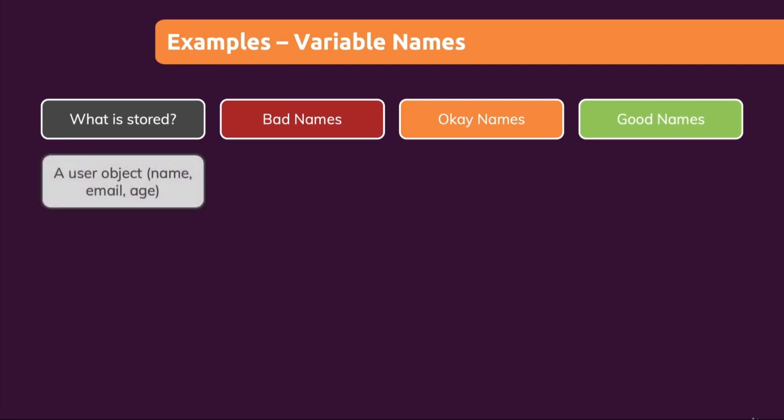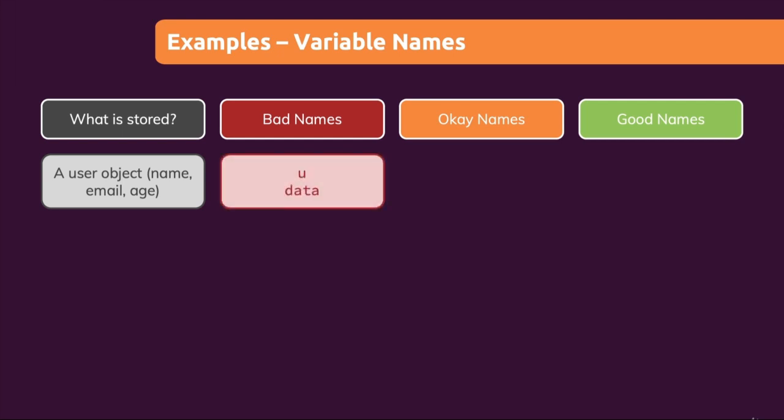Let's say we have a variable in which we store a user object. And the same would be true if it's a constant or if it's a property. And let's say that user object is simply the combination of the name of the user, the email address, and the age. Now what could be bad names here? Bad names for this kind of variable would be something like u or data.